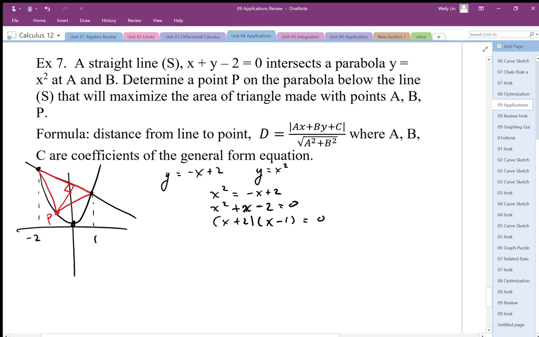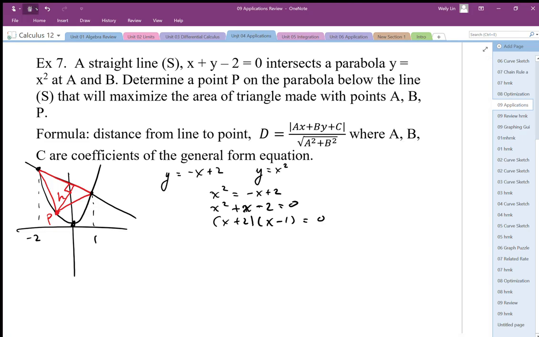Okay, I'm going to call that H. And we want to find some point on this parabola that will make H the longest. Okay, so I'm going to use this formula here. I'm not going to explain how I got this formula, but this formula is the distance from a point, which is going to be this point P on this curve, to a straight line in the form ax plus by plus c. Okay, so that's why we wrote it here. So ax plus by plus c is going to be 1x plus 1y minus 2. Okay, so we've got our a, b, and c's of the general form.